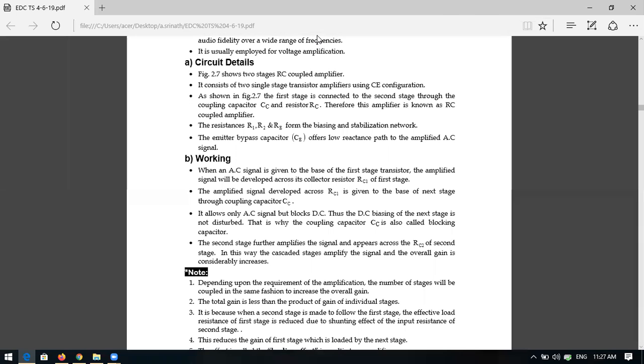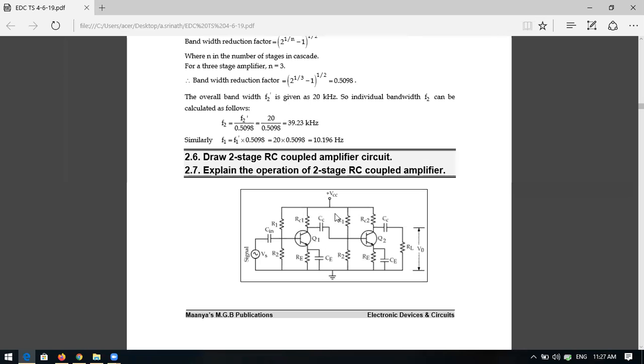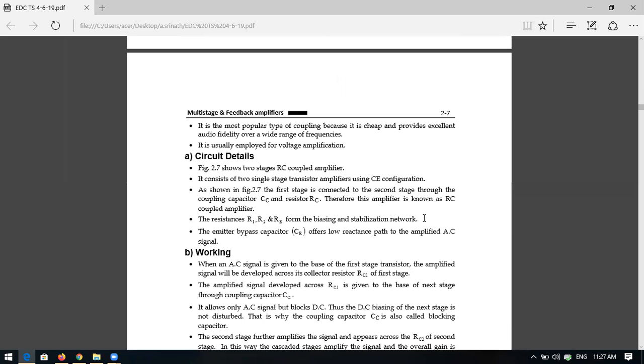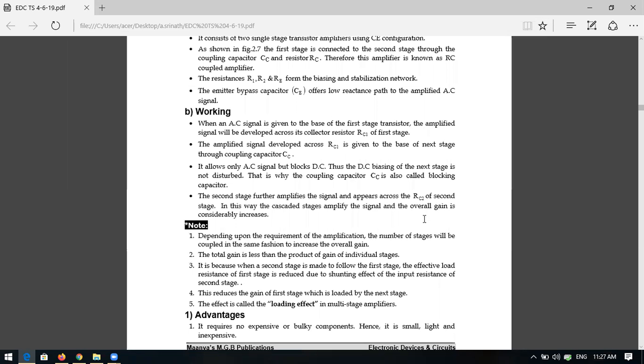So this is the second stage. You have to connect it through this CC coupling capacitor. Then the resistances R1, R2 and RE will provide the biasing, and it allows only the AC signal but blocks DC. Thus the DC biasing of the next stage is not disturbed. That is why the coupling capacitor CC is also called a blocking capacitor.